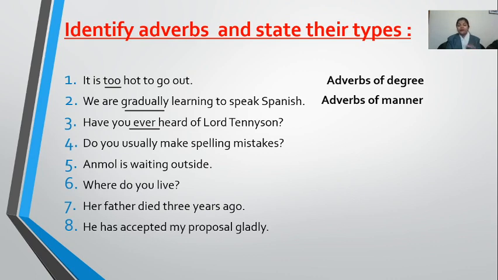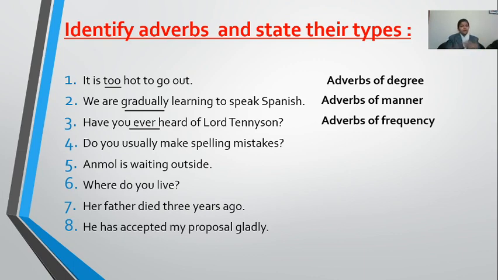Now, find out the type of adverb. What type of adverb is ever? Ever. How often have you heard? Ever. So, ever is basically your adverb of frequency. Look at the fourth sentence. Do you usually make spelling mistakes?